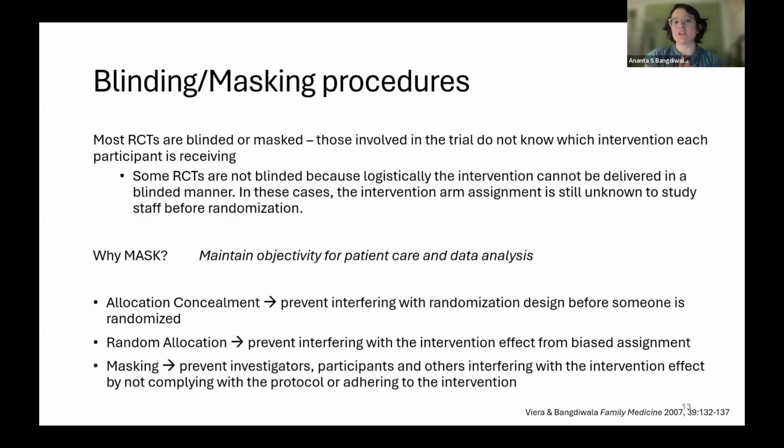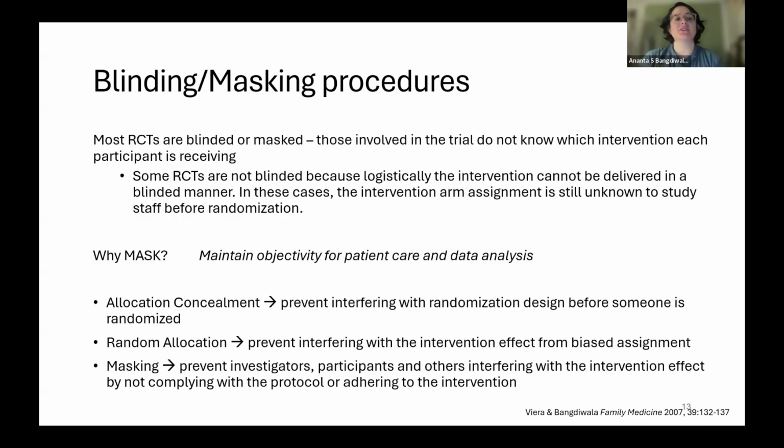But regardless, the intervention arm assignment is still unknown before randomization, and that way we don't impact or bias our randomization. So why mask? Why are we masking? Because we want to maintain objectivity for patient care and for data analysis. We don't want our thoughts on how things should be to affect patient care, and we don't want it to affect data analysis, because we want the data to speak for itself. We want it to be as true as possible for good patient care in our study, and for our results to inform further patient care.